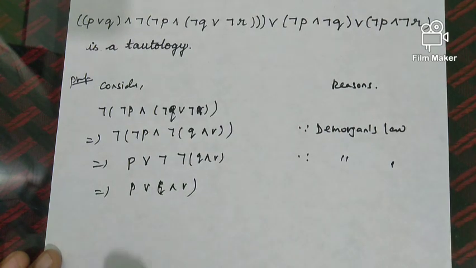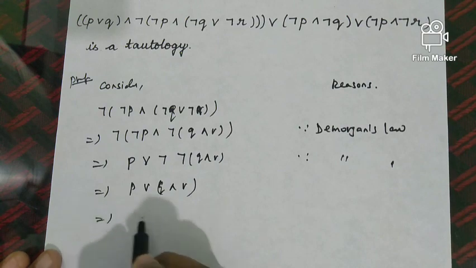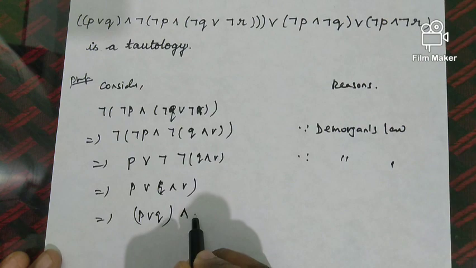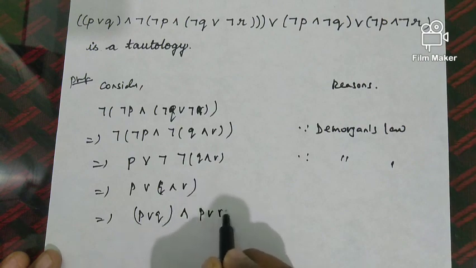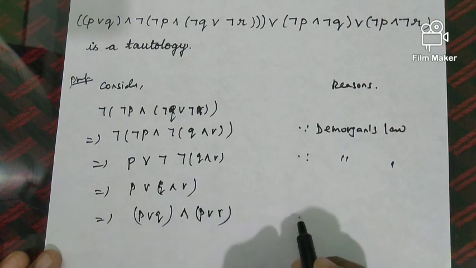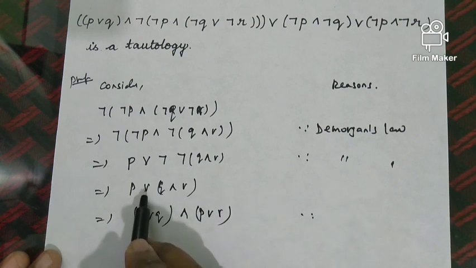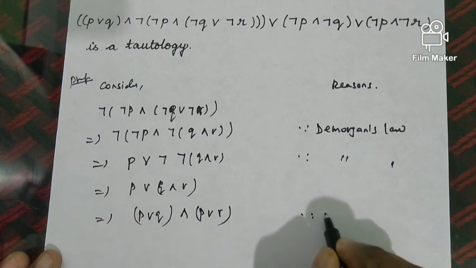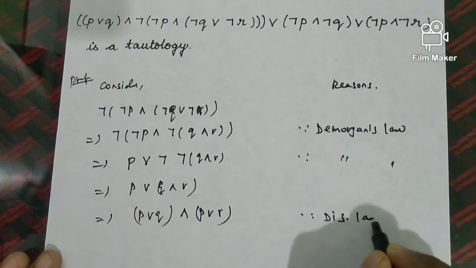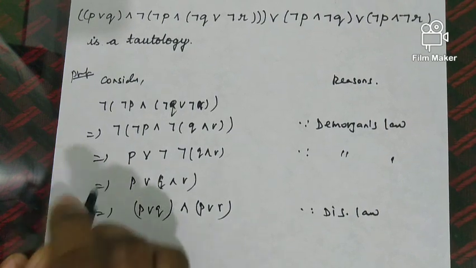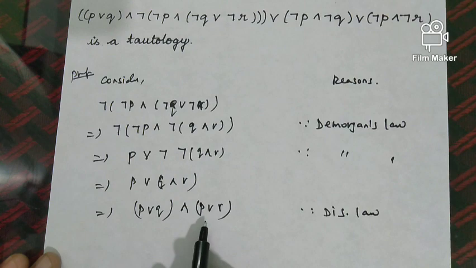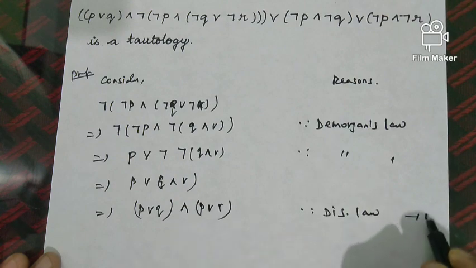So P or R, Q and R, which again can be written as P or R and P or R. What is the law here? Look at this: R is there in both, and we have written P or R, Q and P or R, R. That law is the distributive law. So the second term becomes P or R, Q and P or R, R. We can take this as equation 1.